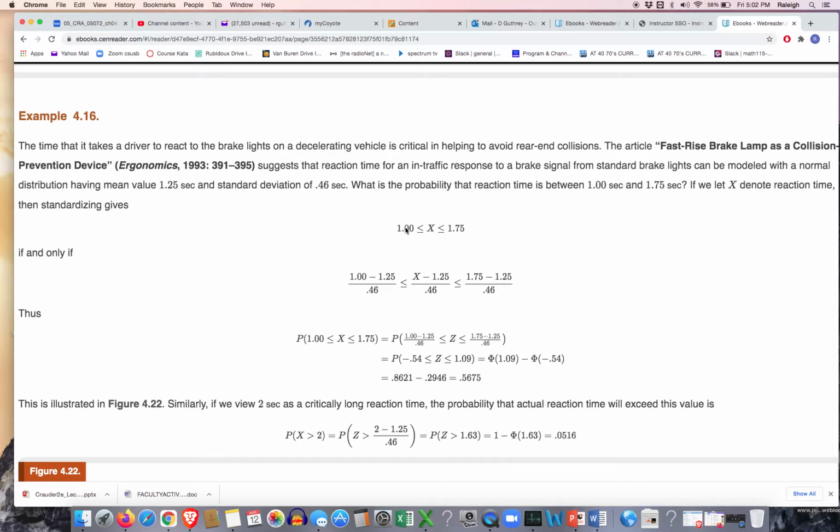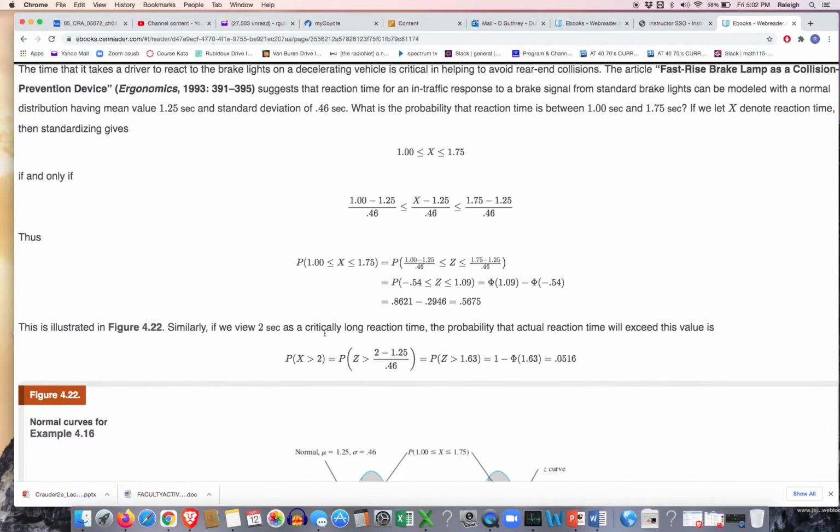Well, what about this last one? 2 seconds is a critically long reaction time that will almost for sure get you in trouble. That actual reaction time, luckily, is only about 5%. So as they go through and find the z value, which works out to be 1.63, pretty far away from the mean, and we get to 0.56.